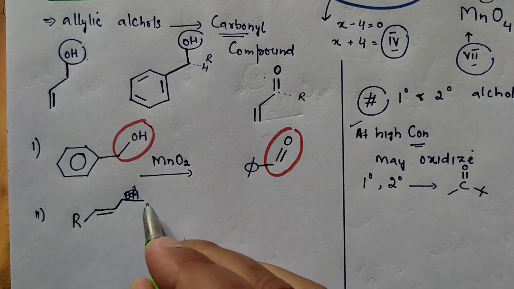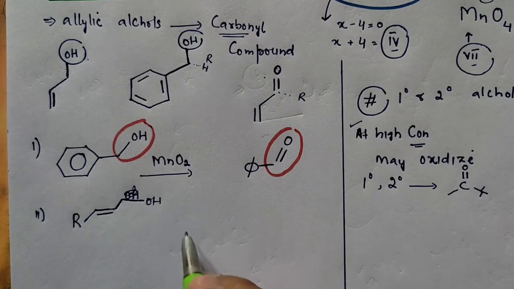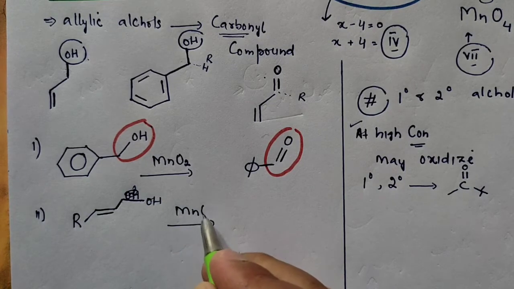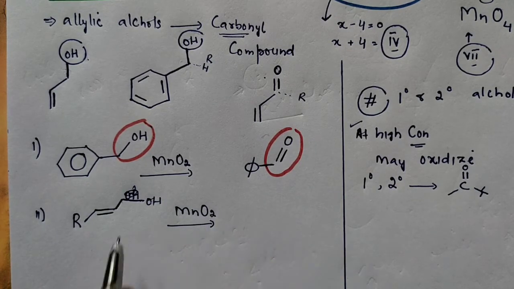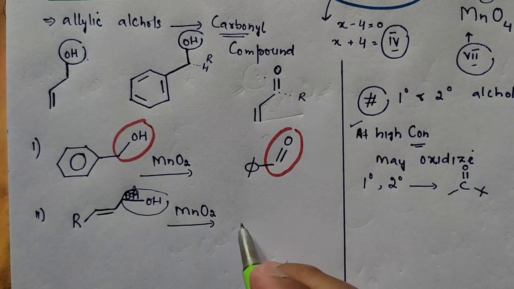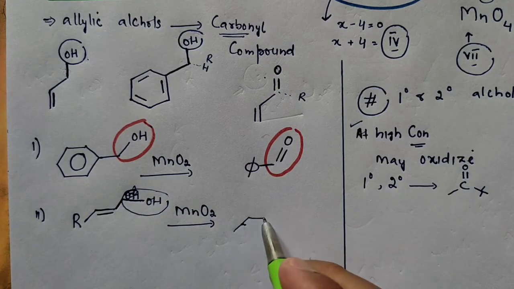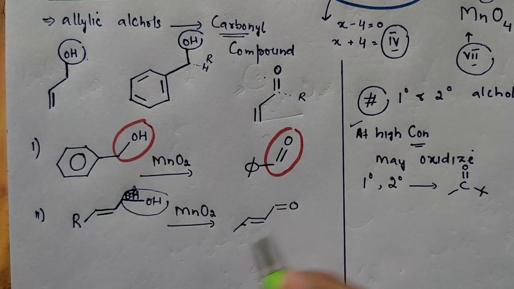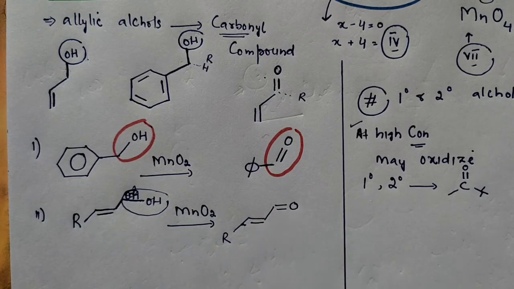Double bond, single bond, then OH. So when you treat this with manganese dioxide, what will happen? This group will be converted into carbonyl. So we'll write it down like this. That's it. This is the answer of the question.